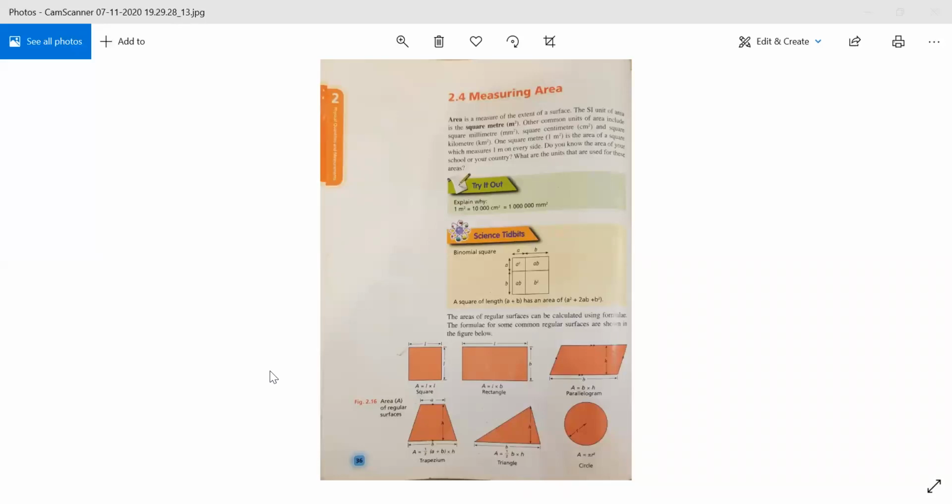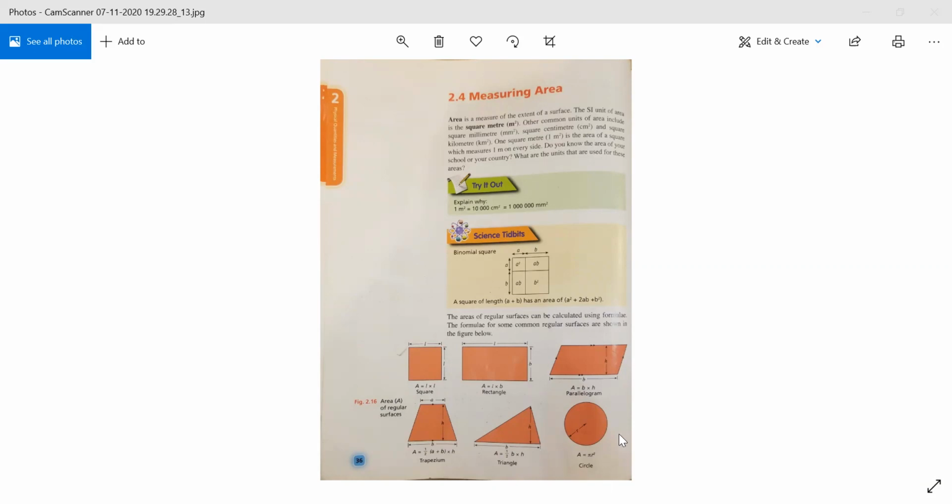But if we want to calculate the area of a triangle, we should first of all know the breadth of the triangle. And after measuring the breadth of the triangle, we should know the height of the triangle. So area equals 1/2 breadth multiplied by height. So we will get to know the area of the triangle.